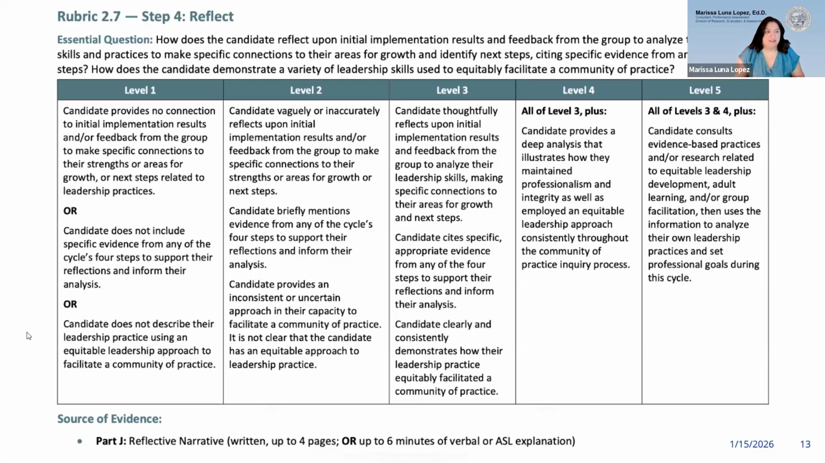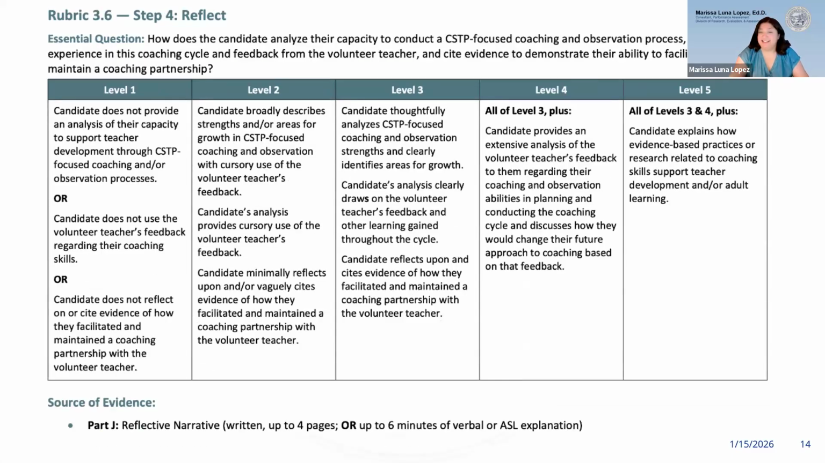All right. Let's go ahead and take a look at 3.6. In cycle 3, as you saw in the data, candidates are doing pretty well. There's a lot of different reasons why, but we're seeing some pretty consistent high scores across cycle 3. So this is the candidate, again, analyzing their capacity to conduct a CSTP-focused coaching and observation process. Just like in cycle 2, this is where the candidate is doing some self-assessment and looking at those CSTPs. How are they able to coach someone else? How are they able to help someone else?